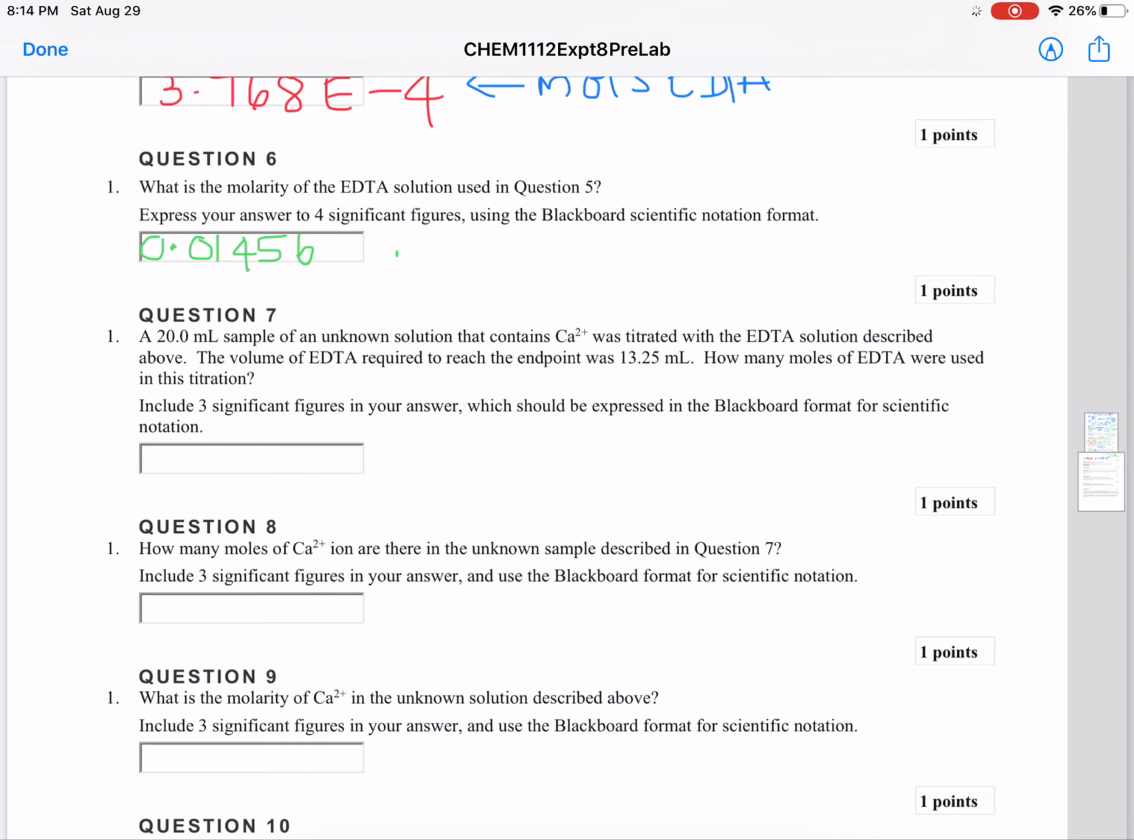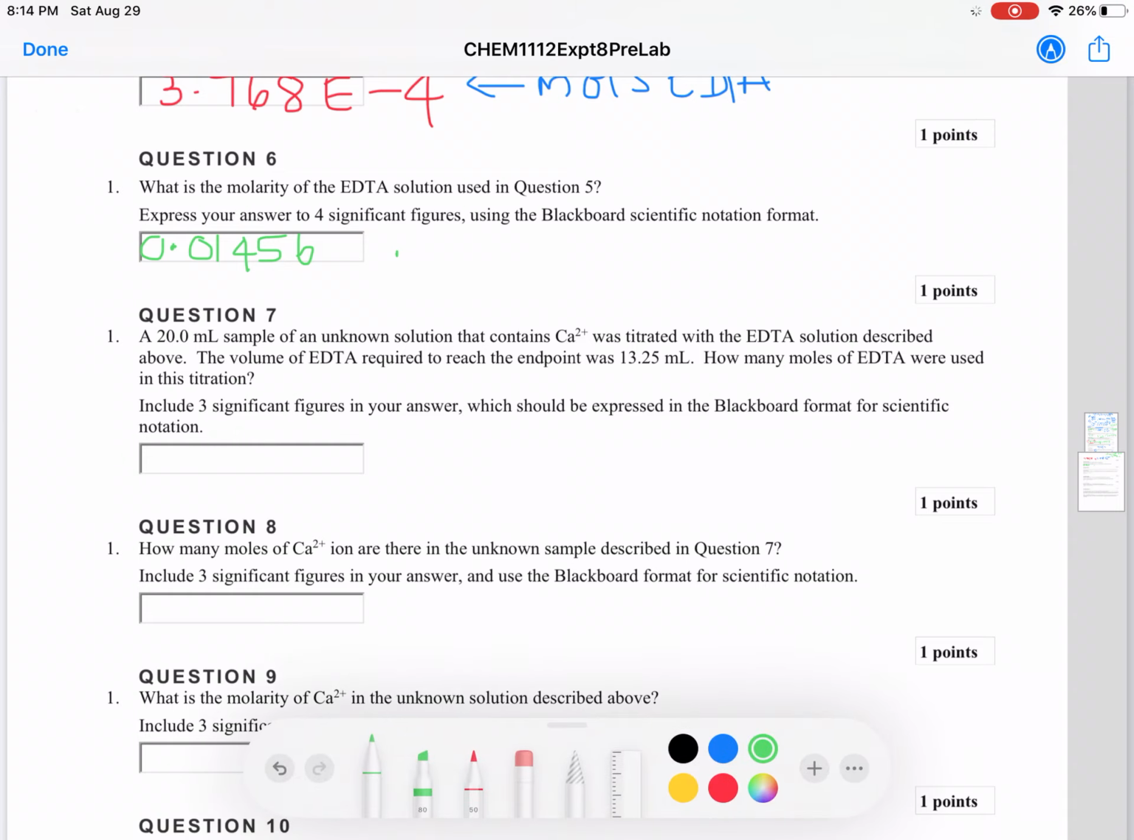Now you are doing another titration. Now you know the molarity of the EDTA. You take a different sample that has calcium ion, another 20 milliliters, and you titrate it, and it has used 13.25 milliliters of EDTA. How many moles of EDTA were used in this titration? The process is quite the same as before. You are given the volume of EDTA and you also know the molarity of the EDTA, so we can find out the moles, right?